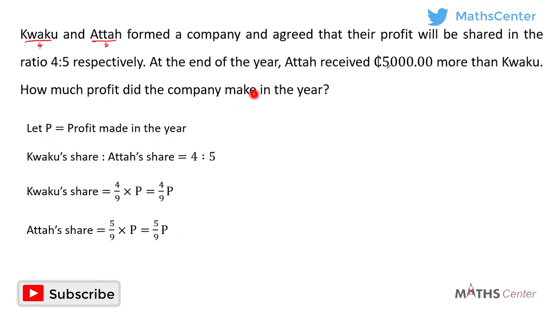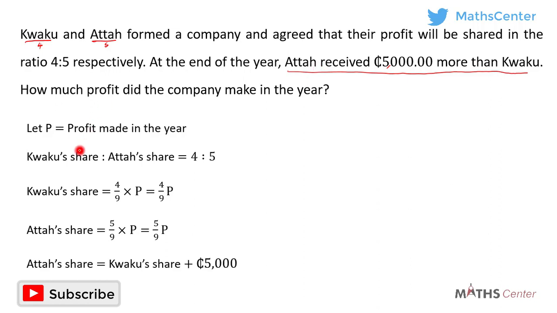The question tells us that at the end of the year, when they shared the money, Atta received 5,000 cedis more than Kweku. This means that Atta's money was 5,000 cedis more than Kweku's money. So, if we want Atta's share, it will be equal to Kweku's share plus 5,000 cedis. If we add 5,000 cedis to Kweku's share, that will give us Atta's share.